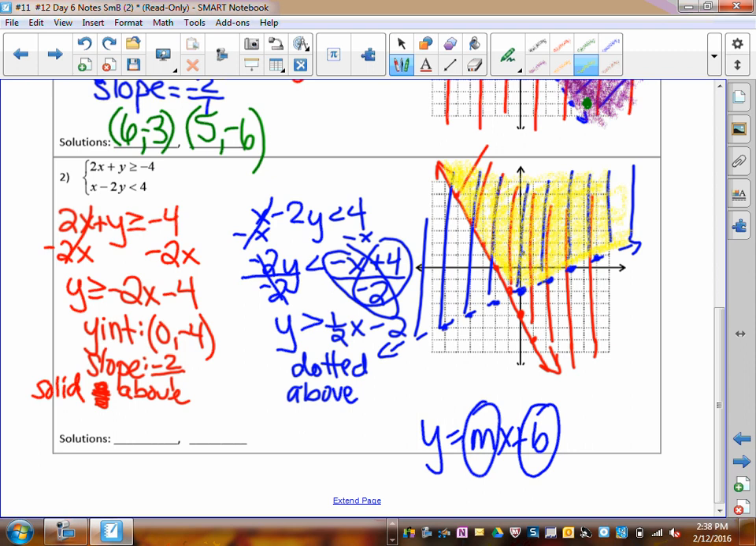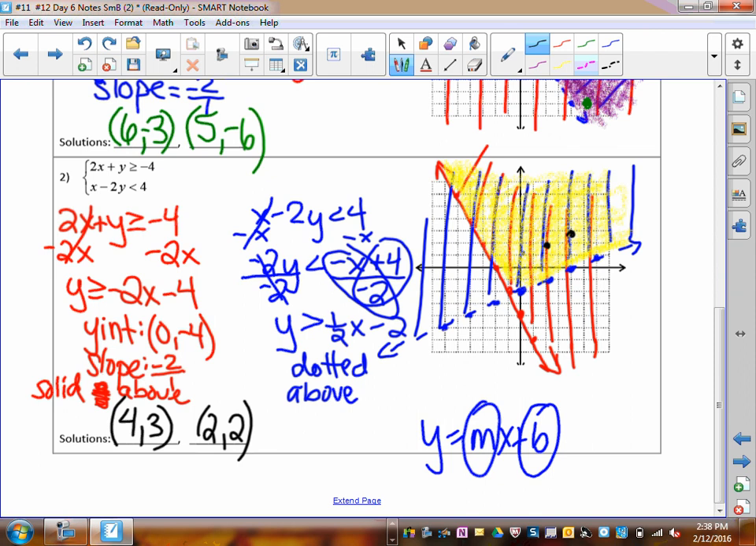Okay, so I picked on my outside. I'm going to pick on my inside. Cindy, what is one solution to my system? Anything in your overlap shaded region. 4, 3. 1, 2, 3. Beautiful. Jordy, what's another solution? 2, 2. Perfect.